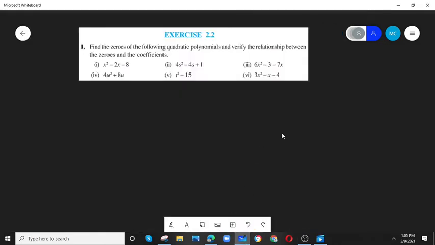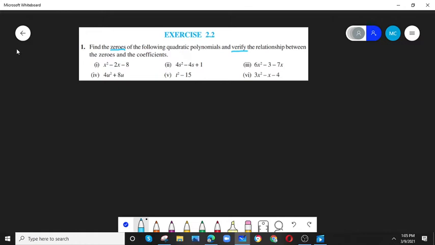Hi friends, this is exercise 2.2. Find the zeros of the following quadratic polynomial. So your duty, first you have to find the zeros of the quadratic polynomial. Next duty, after finding zeros, you have to verify the relationship between the zeros and the coefficients.